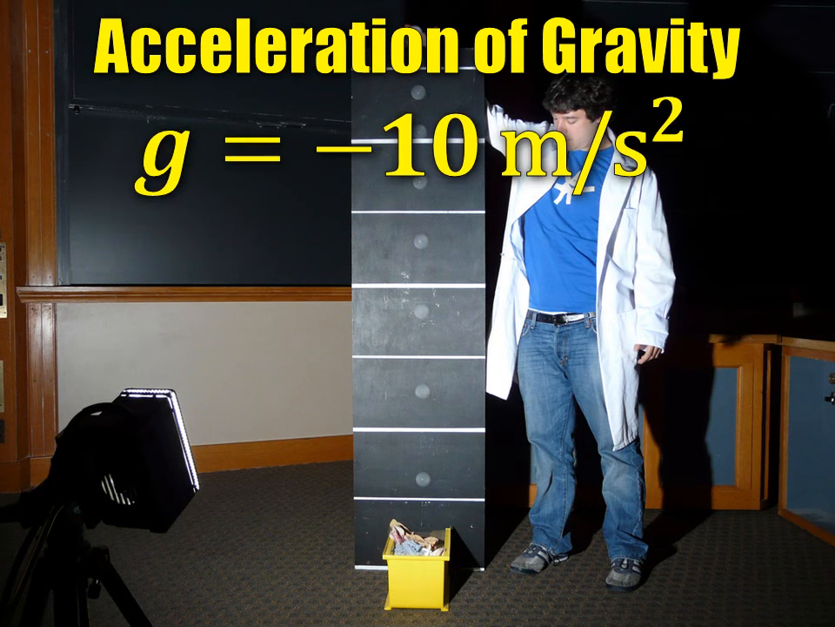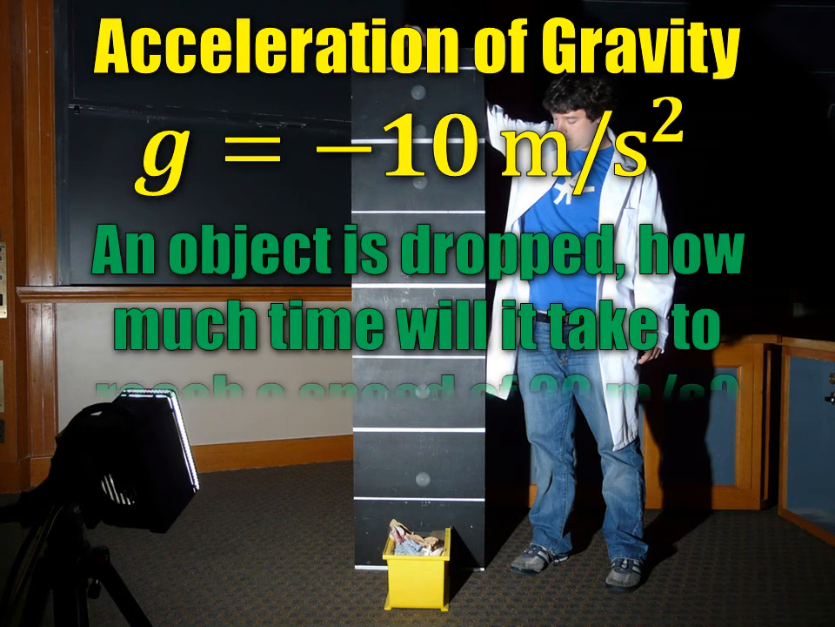So I want to take a closer look at the acceleration of gravity. So we'll say g. Little g will mean the acceleration of gravity. And so the acceleration of gravity is negative 10 meters per second squared. And the negative is because gravity, the acceleration of gravity, points downward.